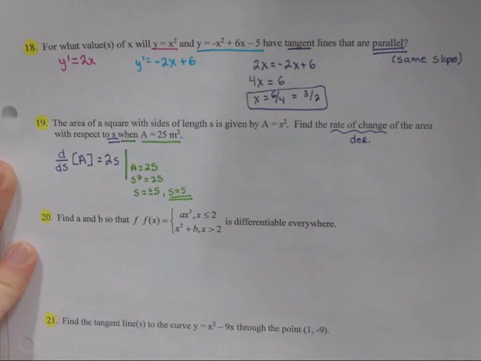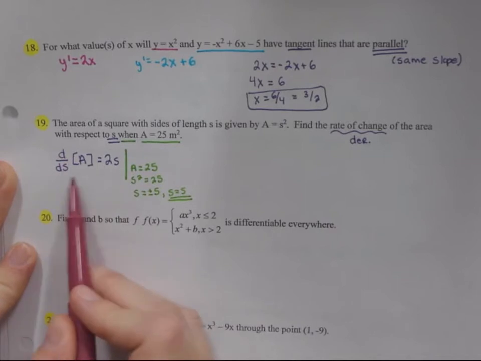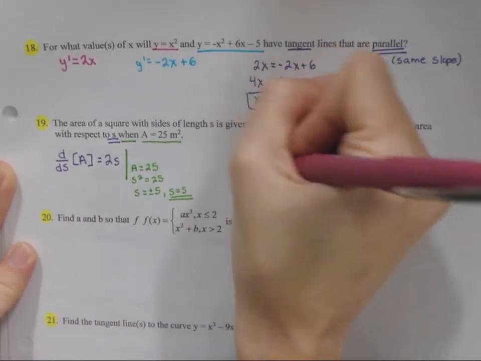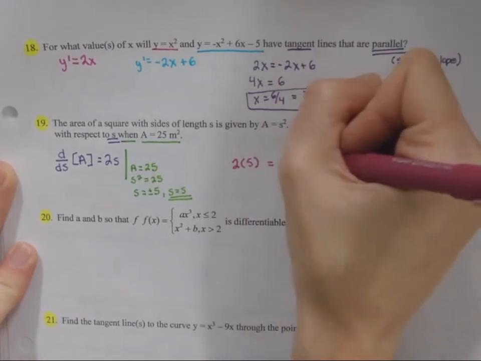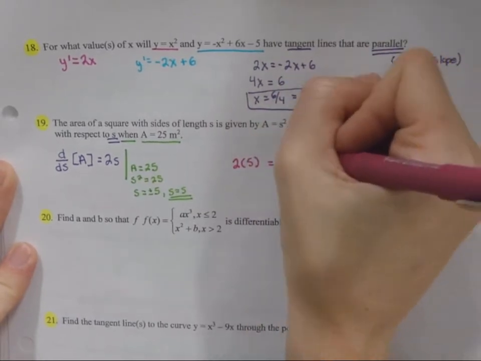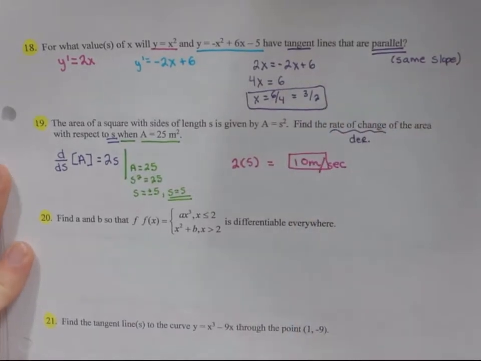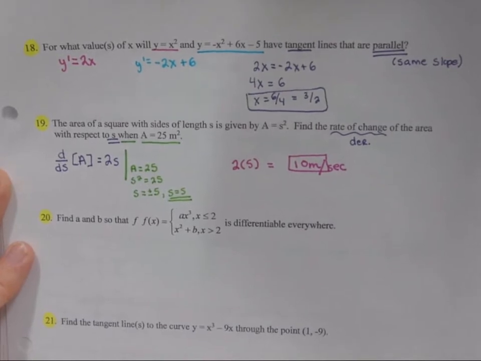So now we're going to say, okay, well, dA/ds, or the derivative with respect to s of A, was 2s. So now we have 2 times, we plug in what s is, which is 5. So my final answer is going to be 10 meters per second, or area, or whatever the time would be.